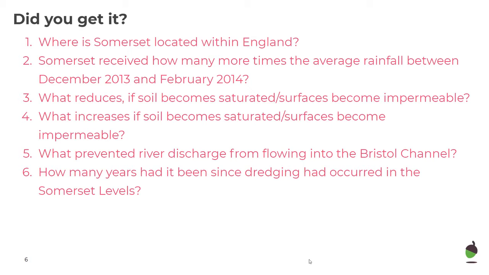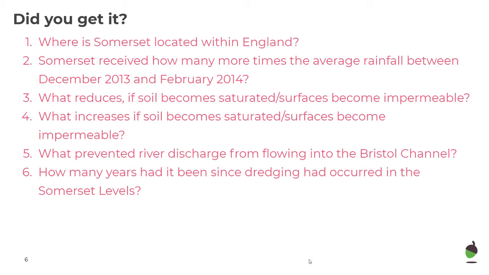So the Somerset Levels flooded due to a combination of factors, so due to a combination of physical and human factors. So firstly, heavy rainfall caused by extreme weather saturated the soil. This reduced infiltration and increased surface runoff, and this caused the rivers in the area to reach their bankful capacity faster and therefore flood. Secondly, high tides and storm surges prevented this excess river discharge or excess water from flowing freely out to sea, so it caused the water to back up, contributing towards the flood.